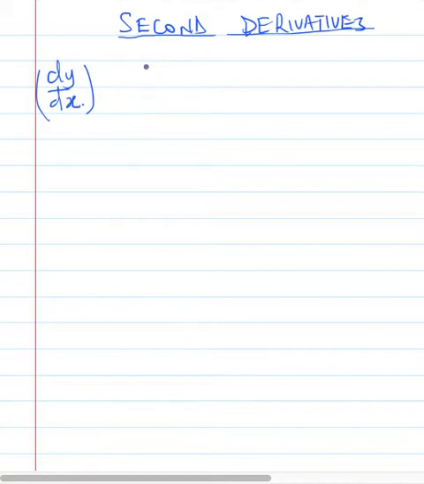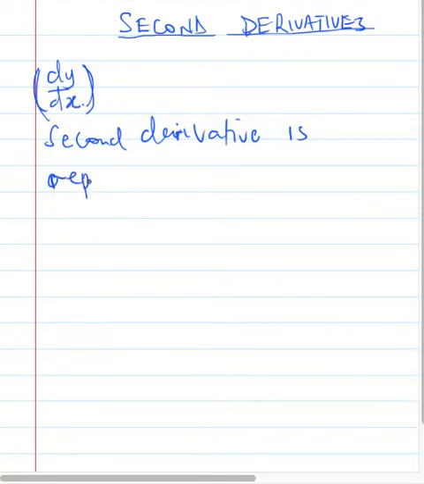Just like the title says, the second derivative is got after getting the first derivative. Now this here is the first derivative, okay? So if we want to get the second derivative, it is represented by, instead of writing this, this we said is the first derivative. This is how we write the first derivative.